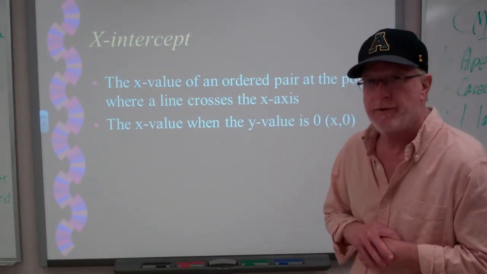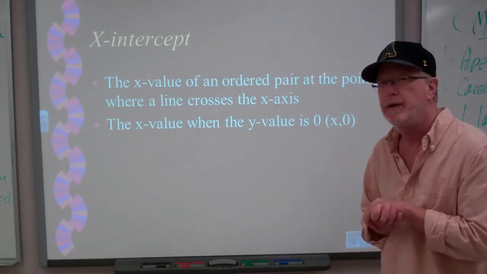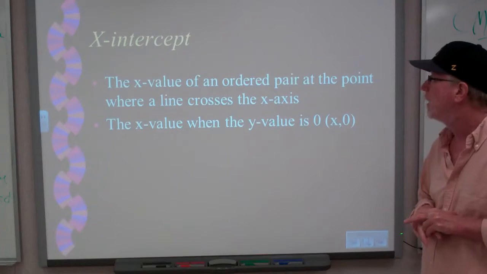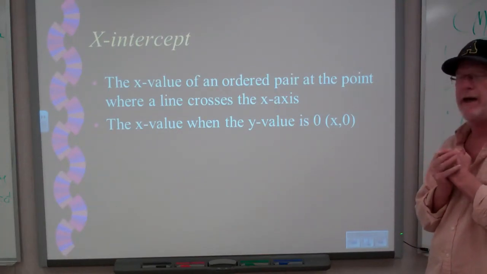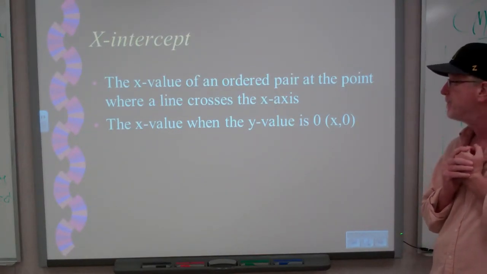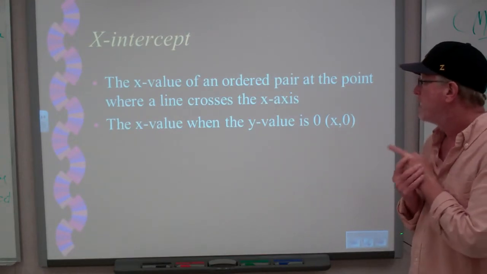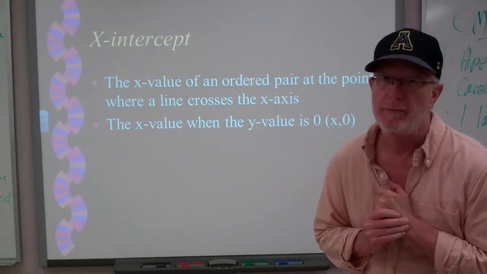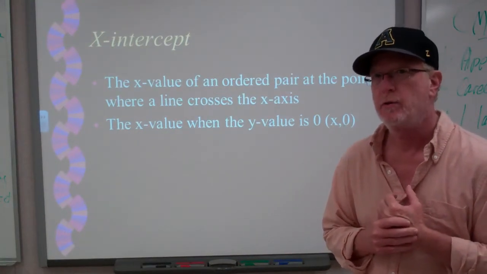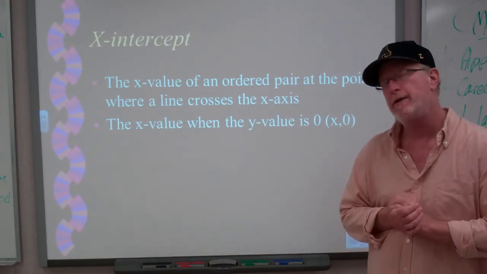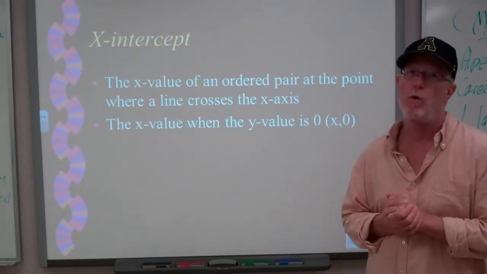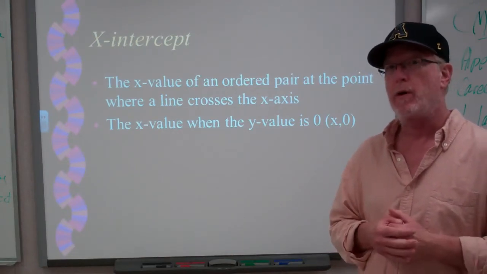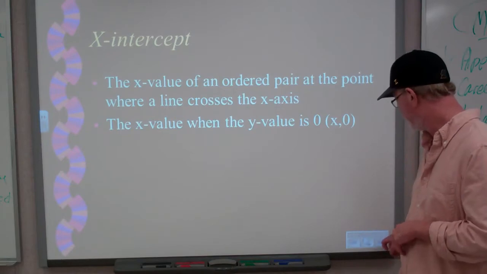The x-intercept, we haven't talked about this in class. We're going to be dealing with this in the days to come. It is the x value of an ordered pair at the point where a line crosses the x-axis. And it's the x value when the y value is 0. So if you follow the line till it intercepts the x-axis, that is your x-intercept. Or if you have a data table and you have a 0 in the y spot of a coordinate, then that would also be considered the x-intercept.